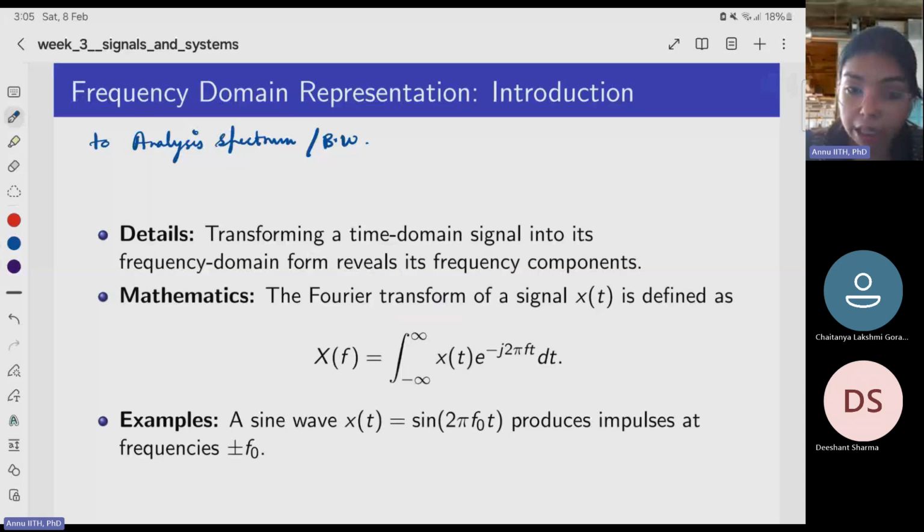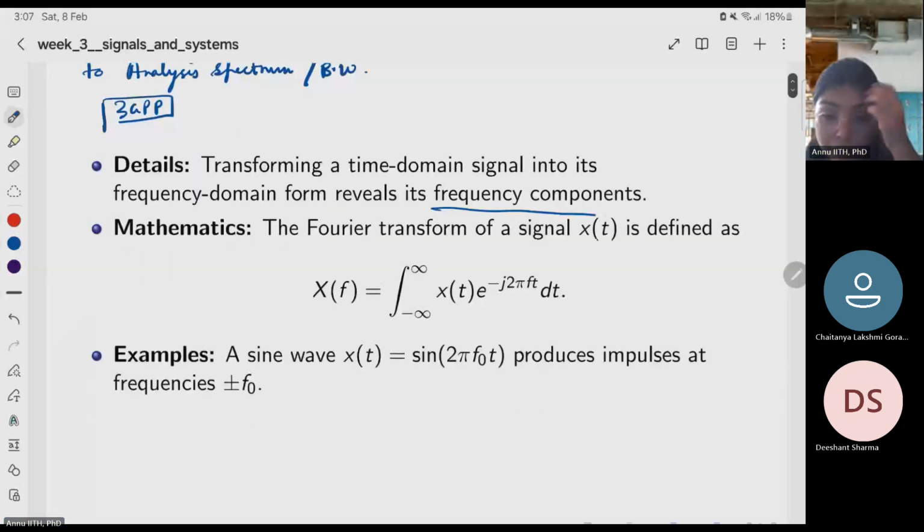As I told in the first class, a signal is a physical quantity that varies with respect to an independent quantity. The independent quantity here is time. In other cases, it can be temperature or pressure, but we often come across time. So the Fourier transform is about transforming a time domain signal to the frequency domain, which reveals its frequency components, what frequencies it consists of.